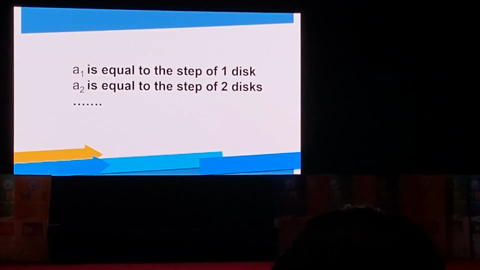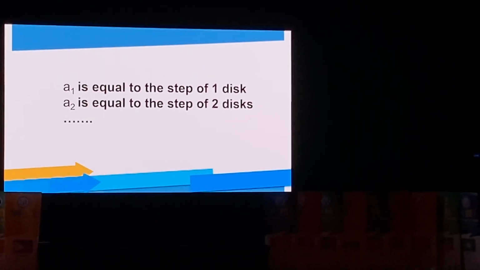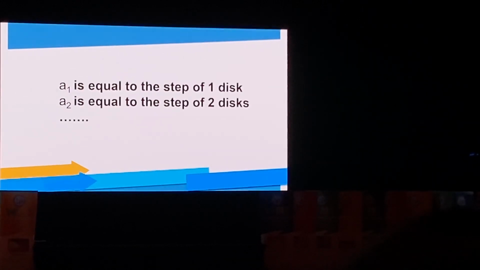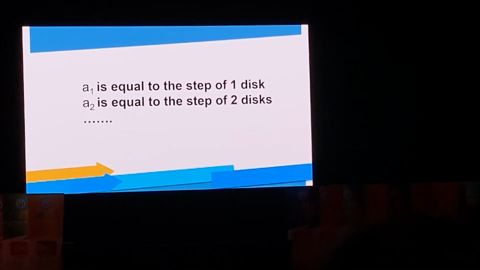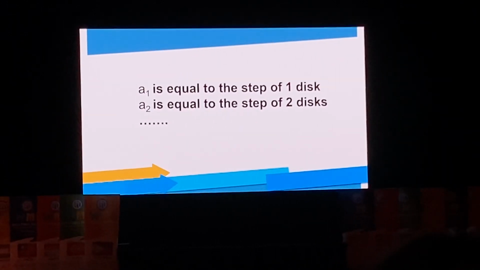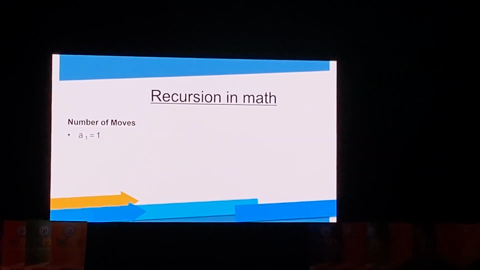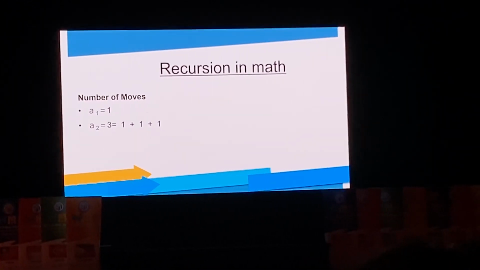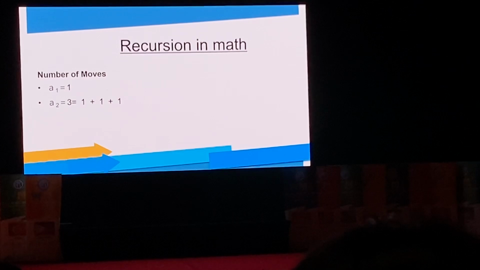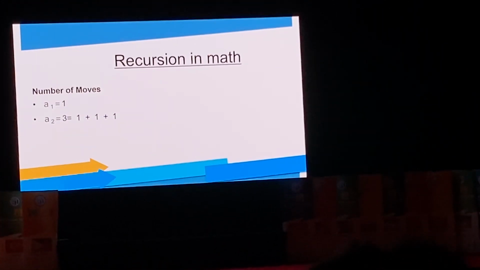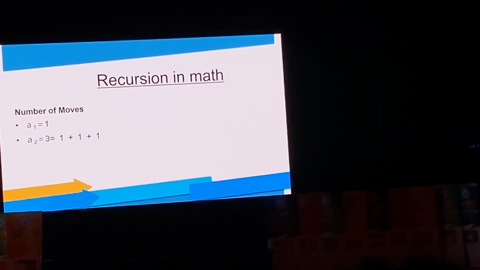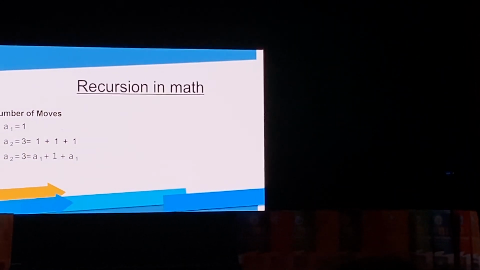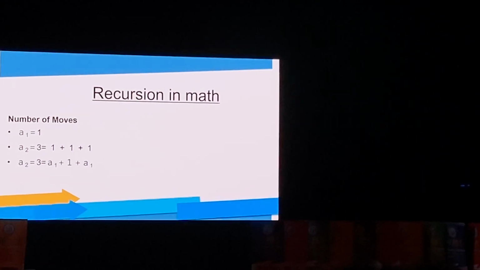Okay. Let's define A sub 1 is equal to the state of 1 disk. A sub 2 is equal to the state of 2 disks, and so on. So, A sub 1 is equal to 1, no doubt. It's very easy. So, A sub 2 is equal to 3. But I want to write 1 plus 1 plus 1. Why? Because A sub 2 is equal to A sub 1 plus 1 plus A sub 1.